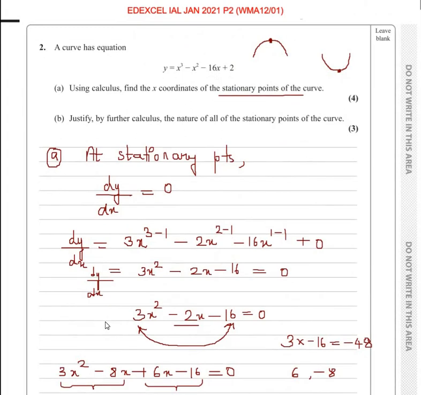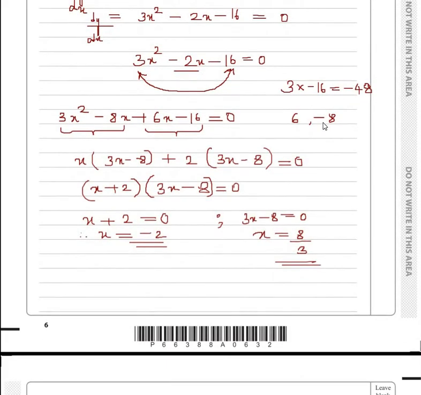Now let us see what is the B part of the question. Justify by further calculus the nature of all of the stationary points of the curve. So the question is asking us basically what is the nature of these two stationary points we have got. Nature in the sense whether it is going to be a maximum or a minimum point on the curve, these two stationary points.